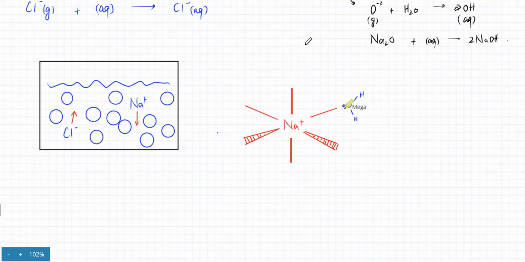So the lone pairs on water are actually going to be attracted to the Na plus one ions, and they would end up forming a dative bond. So a dative bond or a coordinate bond forms between the solvent and the solute or the ion.